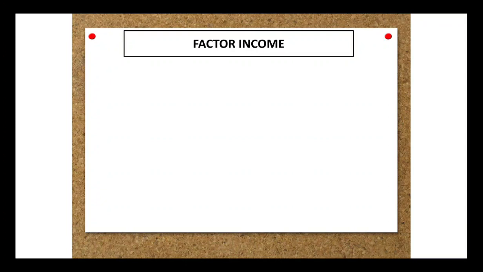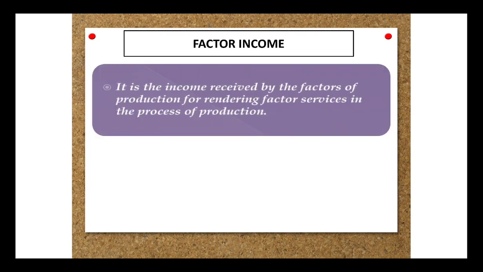Students, factor income is where economic services are rendered. We know there are four kinds of factor services: land, labor, capital and entrepreneur, and they generate your rent, wages, interest and profit. This we have done in class 10th. So whenever two parties are in a bilateral transaction in which economic services are being rendered, that is a part of your factor income.